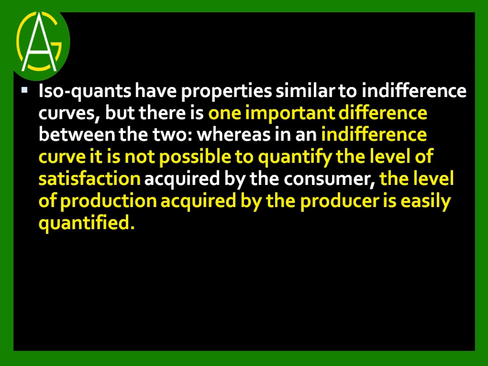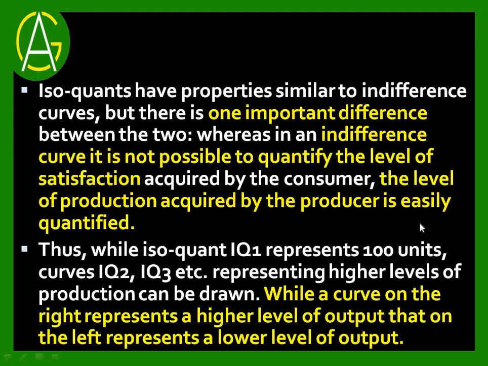Now isoquants have all the properties similar to indifference curve analysis, but there is one difference. Whereas in indifference curve analysis it is not possible to quantify the level of satisfaction, the level of production acquired by the producer is easily quantified. It means that satisfaction cannot be quantified, but production can be quantified. The higher isoquant shows a higher level of production.